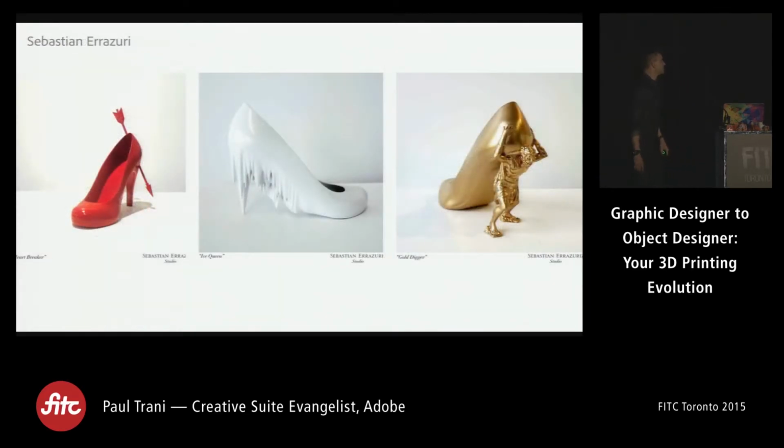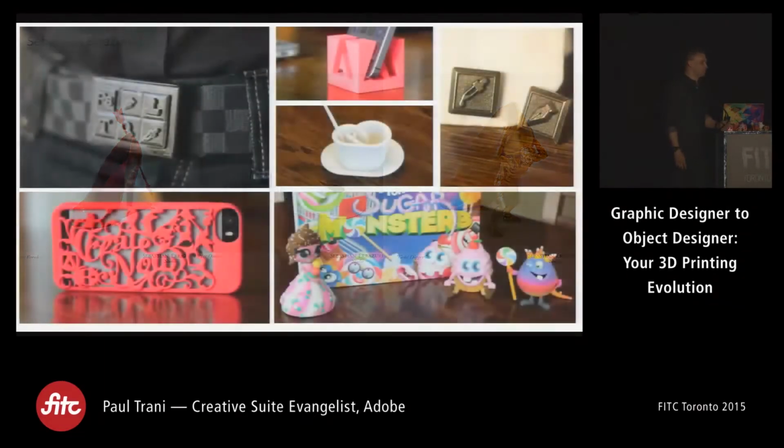But again, that's just fun stuff. Sebastian Irazzuri, these are 12 shoes for 12 lovers. So this is like, I guess his ex-girlfriends. The one on the right is the gold digger, the ice queen in the middle, and then the heartbreakers on the left. They did 12 of them, and they're awesome, right? So cool.